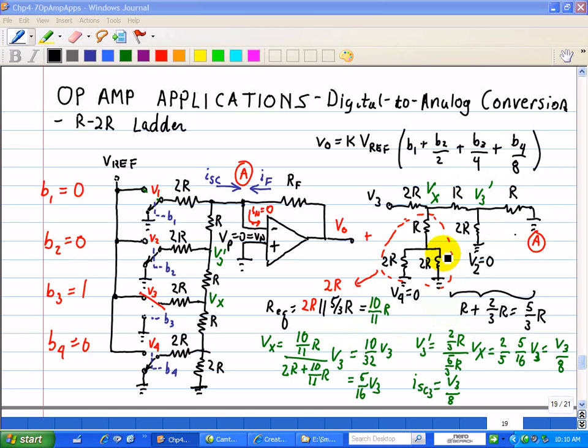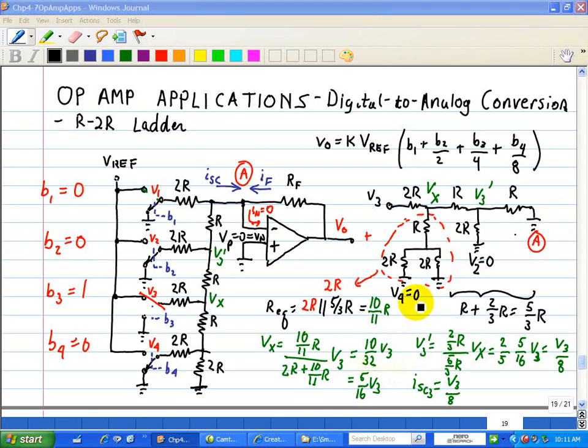Now we can use the voltage divider to calculate first of all Vx and then V3 prime. So for Vx it's 10/11 R over 2R plus this resistor network equivalent of 10/11 R, times V3. And that turns out to be 10/32 V3, or 5/16 V3.